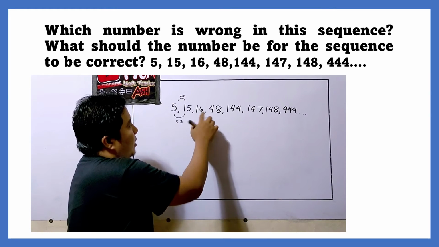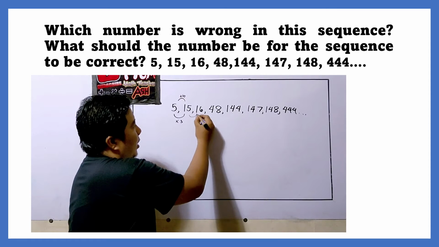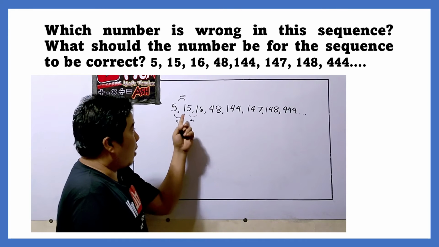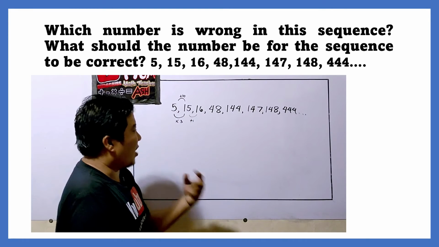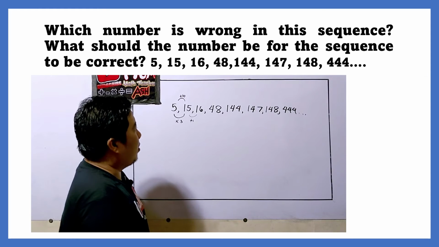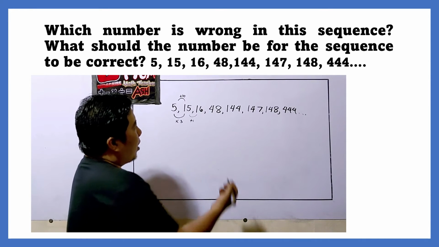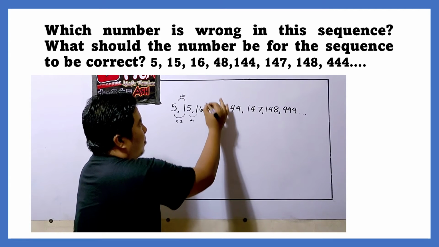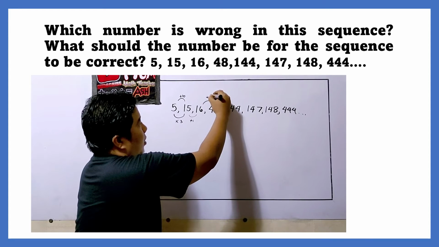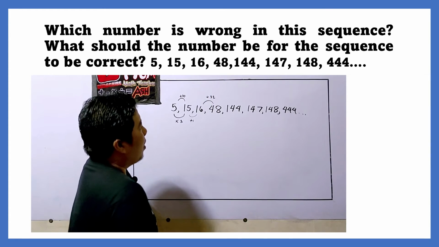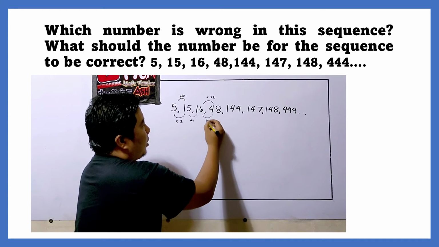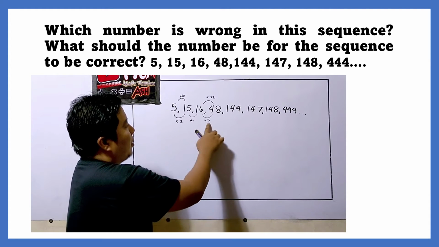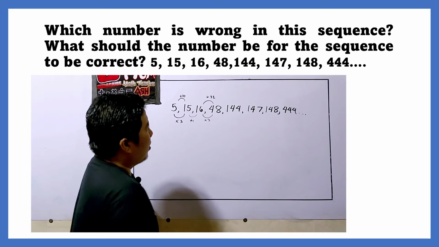Now, what happened to 15? Why did it become 16? It was added by 1. Is there any other way for us to know how 15 became 16? Okay, I think there's none for fundamental operations, right? Okay, how about 16? Why did it become 48? It was added by 32, right? Okay, 32. But 16 to 48, it was also multiplied by 3. Now, as you can see, we already have the pattern, right? Okay. So, how about here?